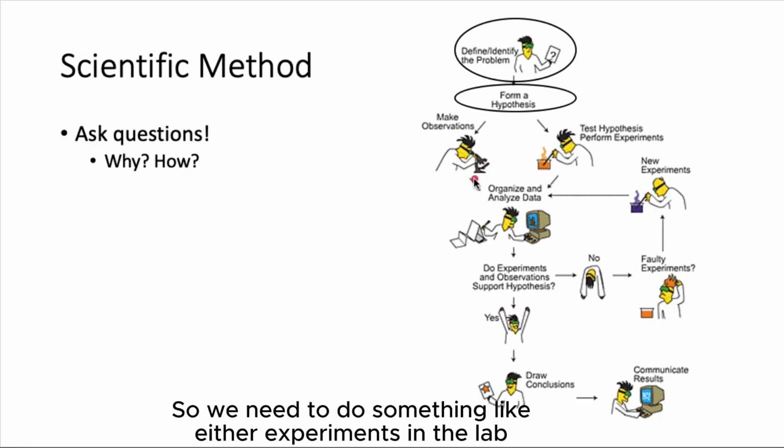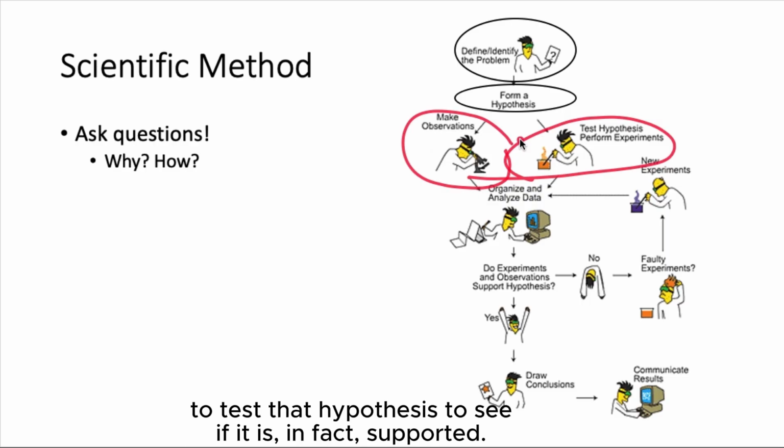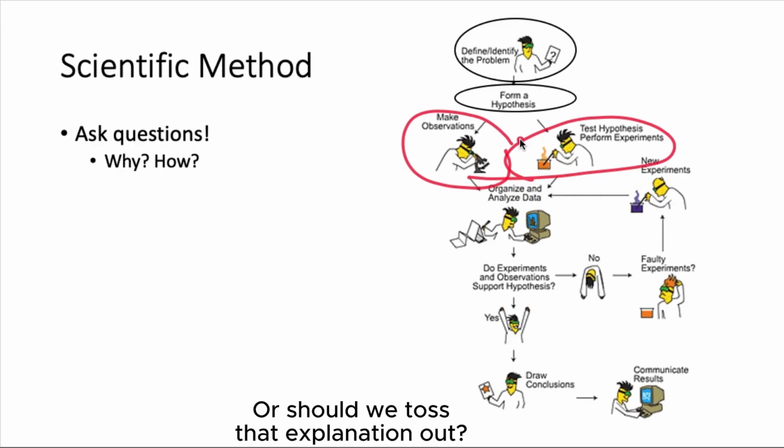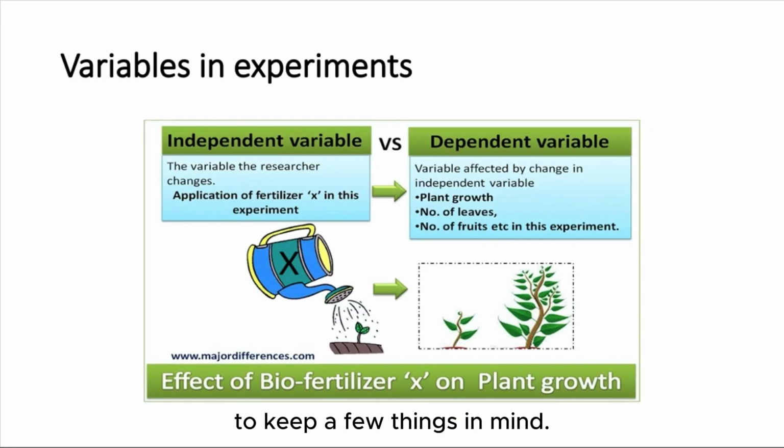So we need to do something like either experiments in the lab or maybe make more observations, something in order to test that hypothesis to see if it is in fact supported. Is it a good explanation or should we toss that explanation out? So that's the point we're at right now. So in order to do that, got to keep a few things in mind.